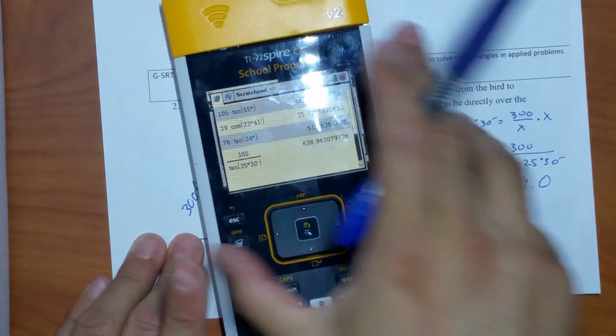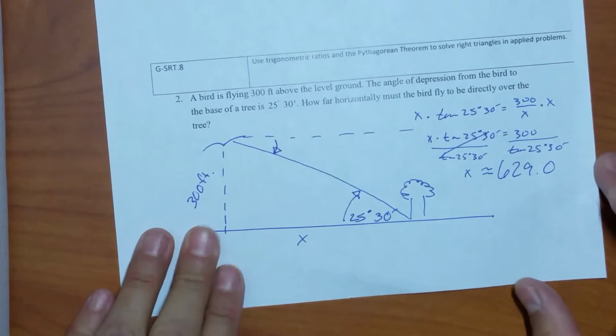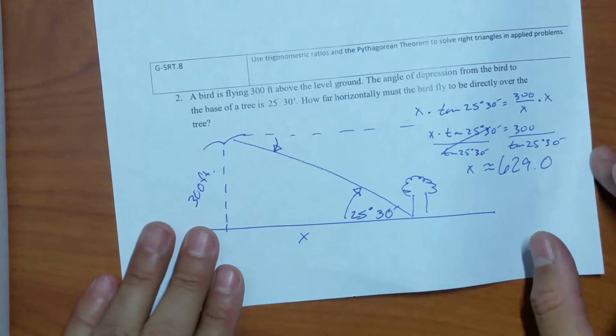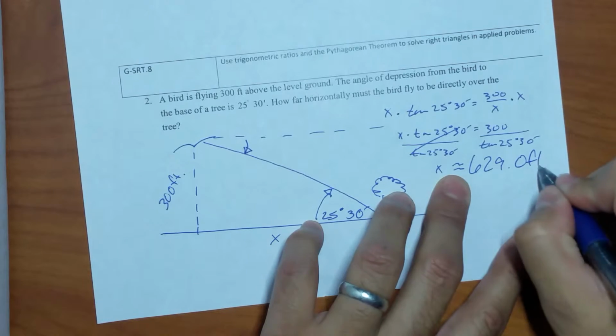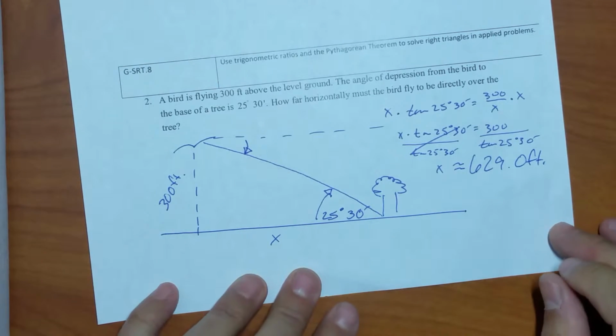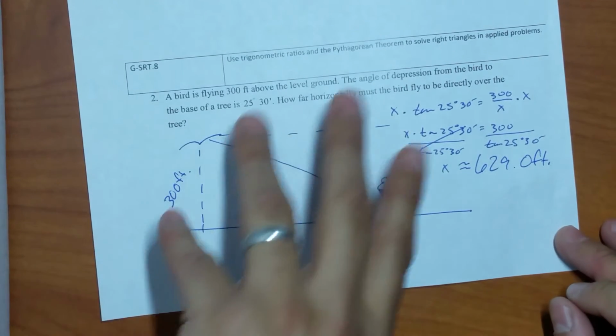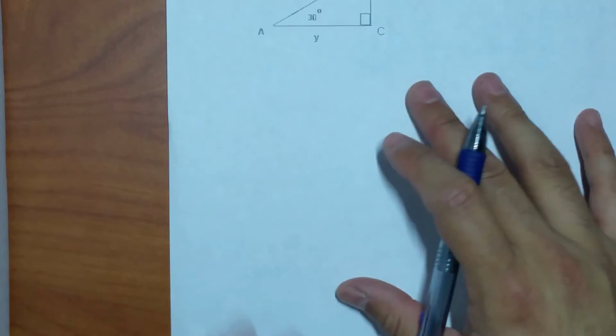Questions? Yes. Thank you. That's feet. See, I almost forgot to label my units there. I know, I lost some points right there on that one.